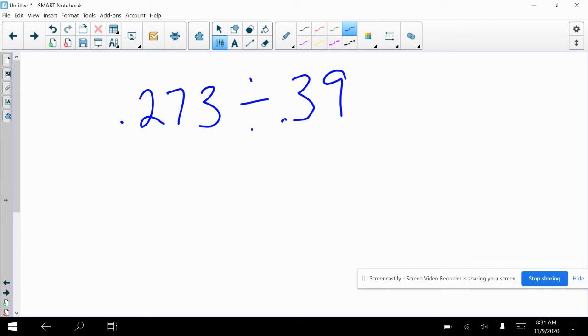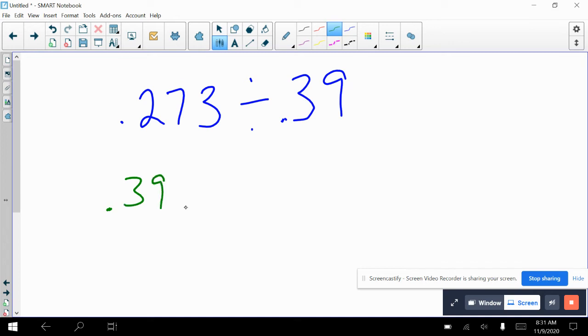And again, it's division. So not only are they testing you, can you divide and your facts and all that stuff, do you know the parts of division?